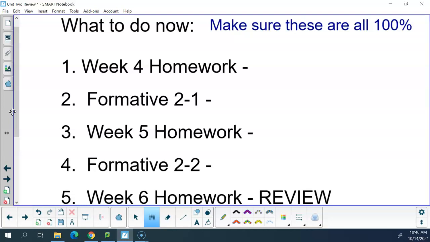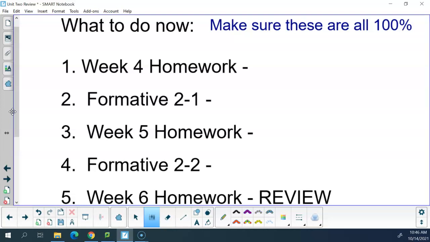So what you can be doing now for the next 10 minutes and tonight going forward is making sure that, one, you have everything on this list done and turned in, and two, make sure that you have everything on this list at 100%. So there's the week 4 homework. That one was, I want to say, pink, or was that brown? I think that was brown. That was tan? Okay, that one was tan.